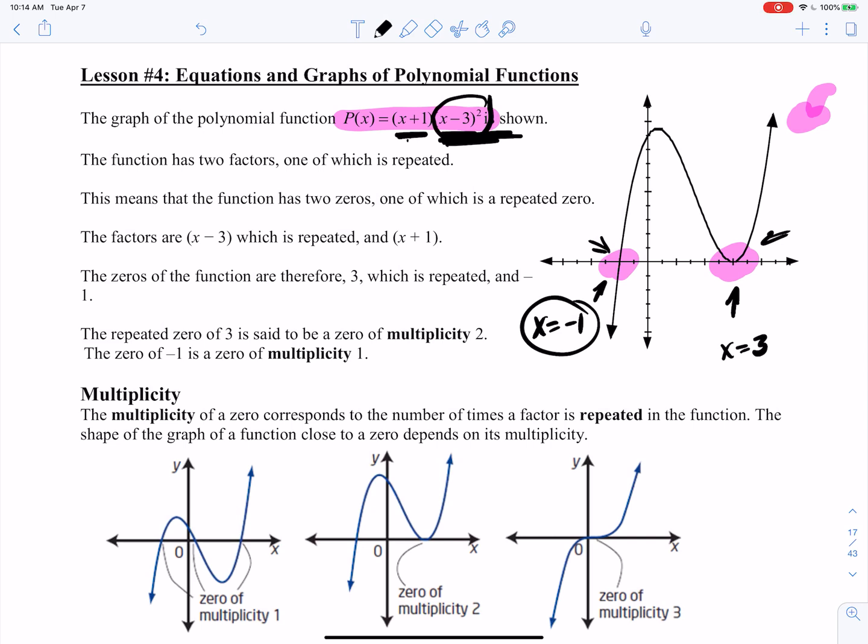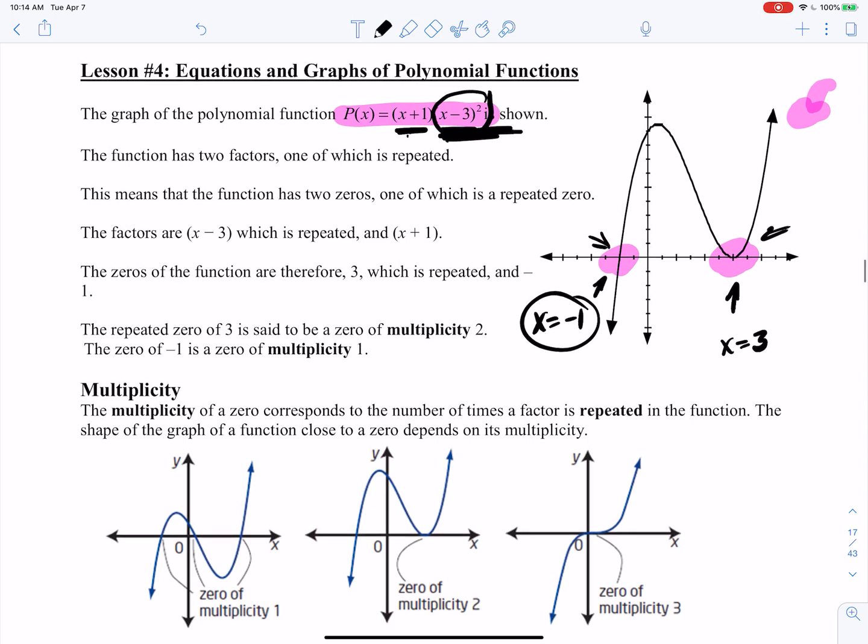First thing we're going to talk about is multiplicity. So in this above example, the x plus 1 has a multiplicity of 1. So the 0, x is equal to negative 1, has a multiplicity of 1. And up here, the 0 of x is equal to 3, it has a multiplicity of 2 because it's squared.